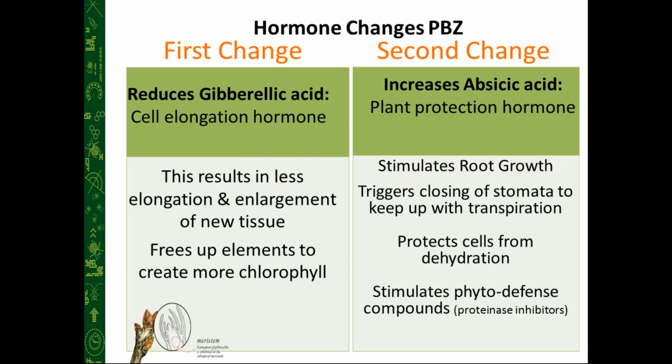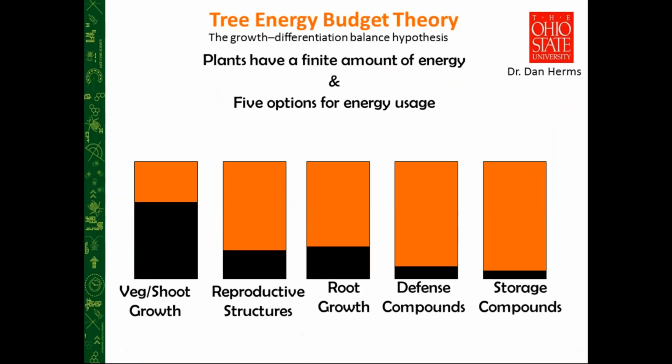The other hormonal change that we're doing is that we're asking the plant to create more abscisic acid. And abscisic acid plays a whole host of roles in the plant that we'll discuss, again, from a practical standpoint. But again, what it's going to do is it's going to help promote fine absorptive root growth. It's going to help with the tree responding faster to drought symptoms by closing the stomata faster and for a longer period of time. It helps, in general, protect the cells from dehydration. It also can help stimulate some of these phytodefense compounds. And so we'll discuss all these in these different sections here.